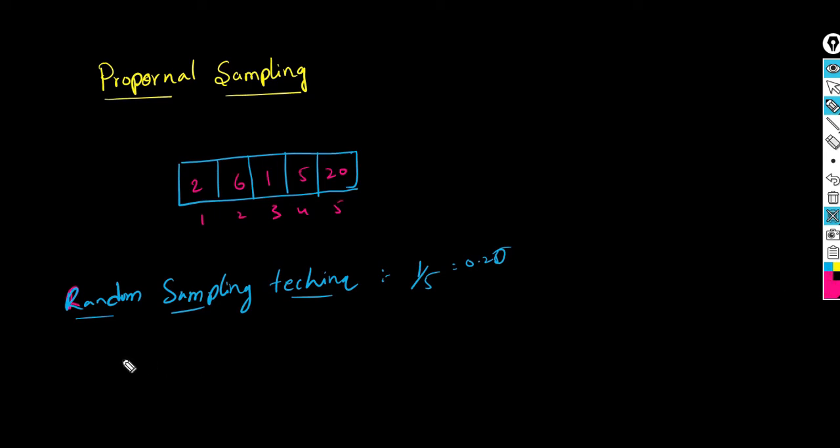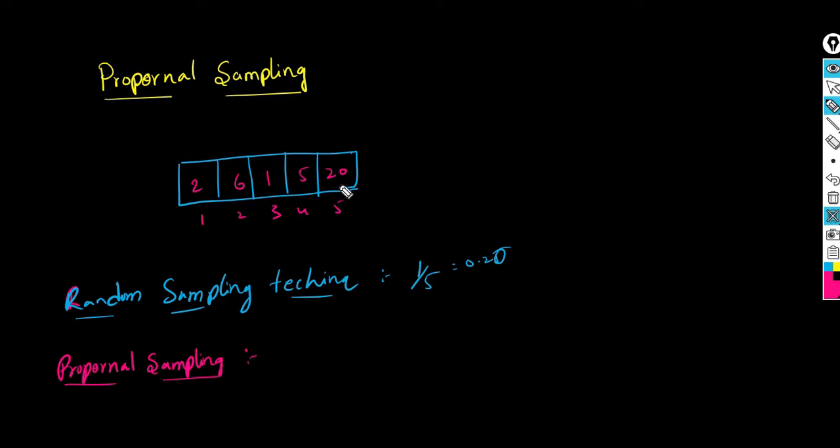In proportional sampling, the probability of picking an element depends on the value it contains. For example, here we have the value 1. That means the probability of picking that element is going to be very low. And the value 20 is the highest value in the list, so the probability of picking that point is going to be very high. That is the basic idea of proportional sampling.